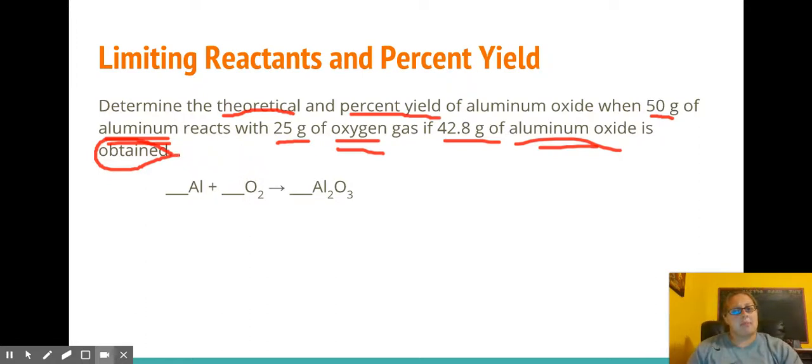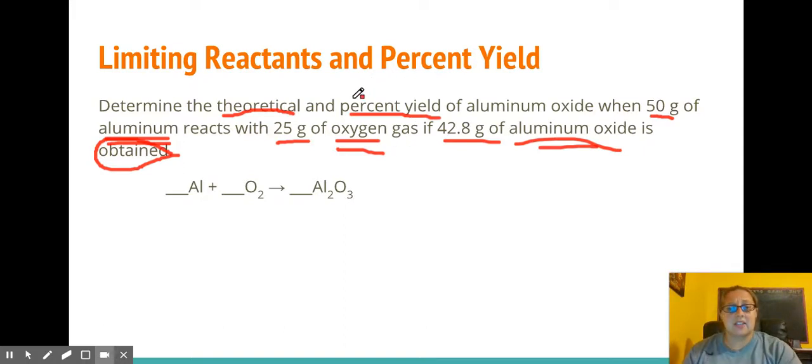So let's talk about a couple of things. First of all, what is theoretical yield? The theoretical yield is the calculated gram value of my desired product. So in this case, since we want aluminum oxide, it will be whatever grams of the aluminum oxide that I calculate based upon the information given to me.